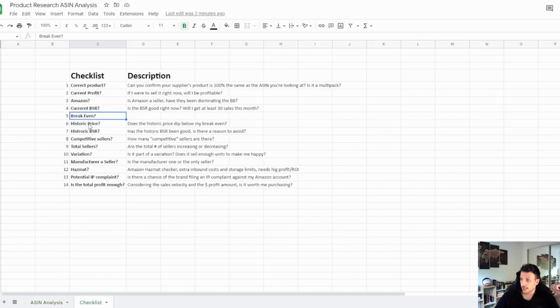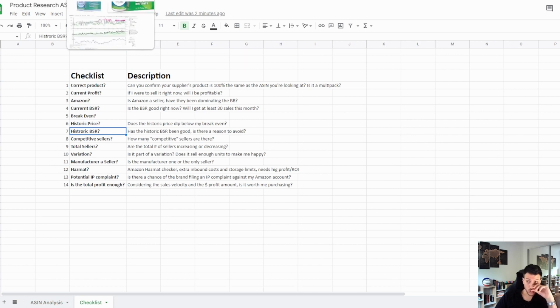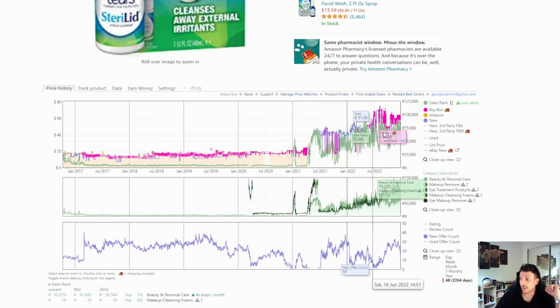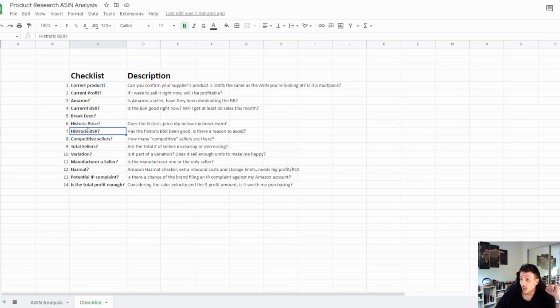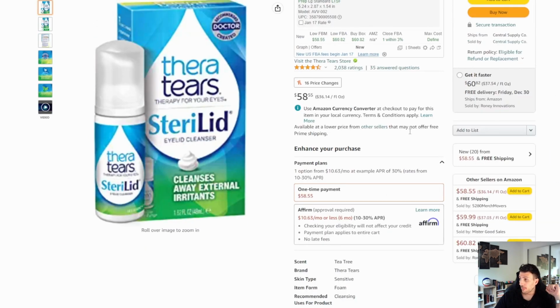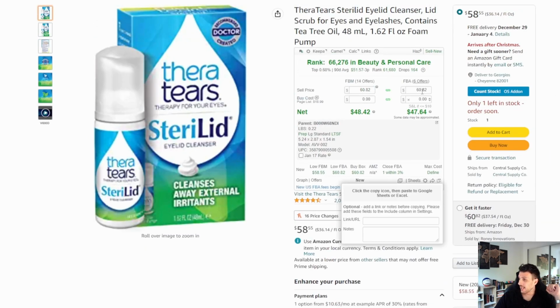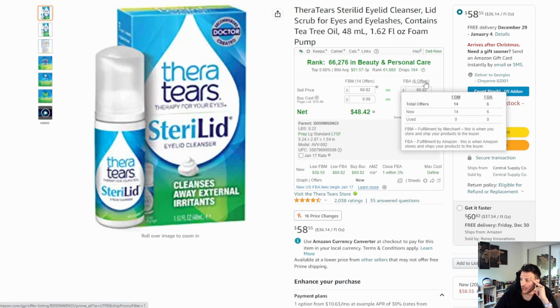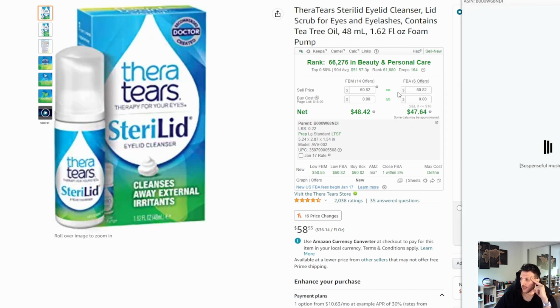Next on the checklist is the historic price and the historic BSR. We saw that the BSR was very low when Amazon was selling it at $15, but it doesn't mean it's very bad now. It's still doable. Competitive sellers: there are two people within the buy box price at the moment, so not too many competitive sellers. Let's go ahead and look at all the sellers on this product.